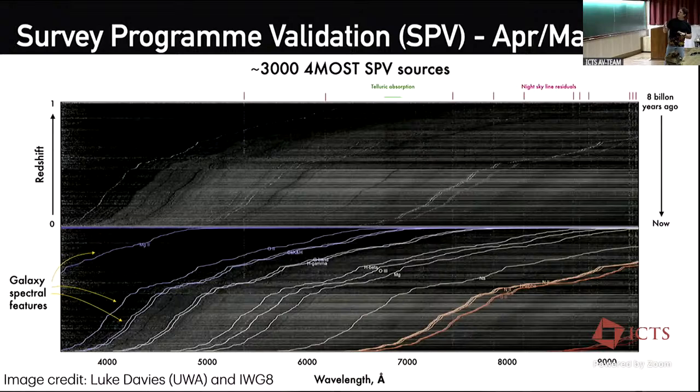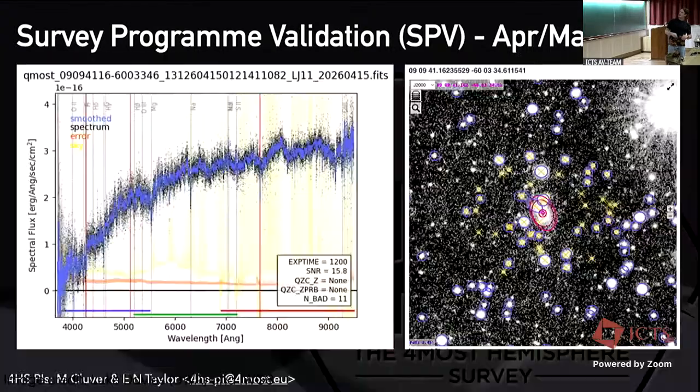Okay, so we had our survey program validation, which isn't early science. It's not science commissioning. People get angry if you call it those things, but that's basically what it is. That was a couple of months ago. This is showing 3,000 spectra just stacked in order of redshift, and you can see redshifting works. This is one of my favorites. I picked this galaxy truly at random.